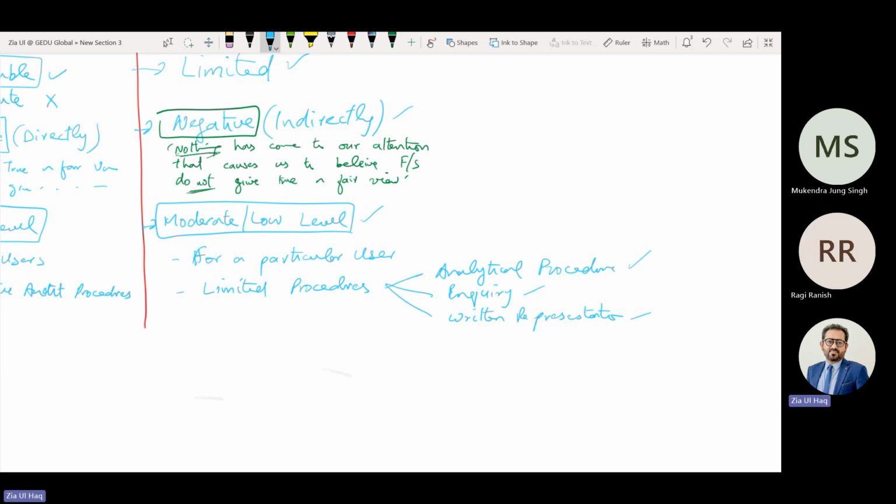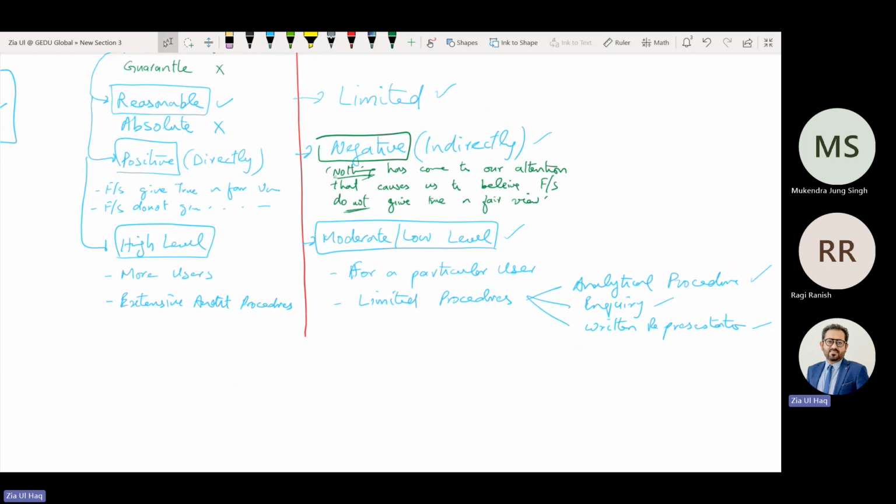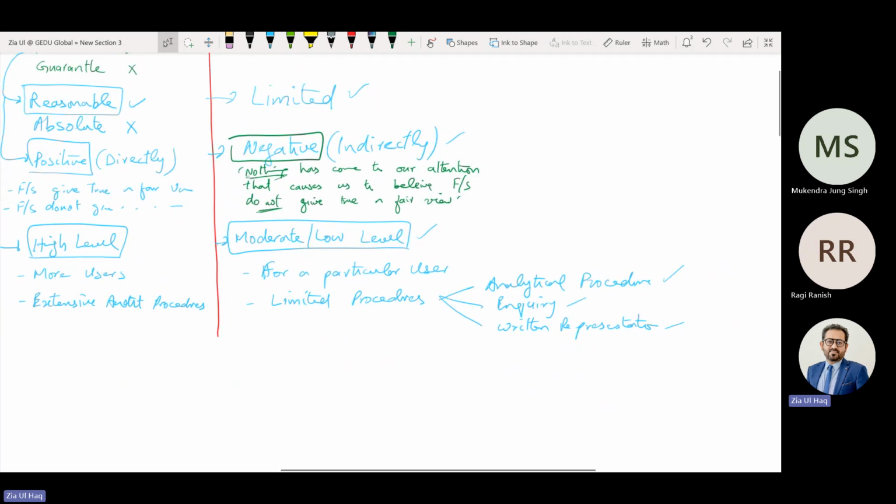The examiner asks, what is the difference between positive and negative assurance? Positive assurance means directly expressing, like financial statements give or do not give a true and fair view. And we provide positive assurance in audit only. Negative assurance means indirectly expressing, like nothing has come to our attention, and so on. And we provide negative assurance in non-audit engagements due to application of 3 limited procedures, this, and this.